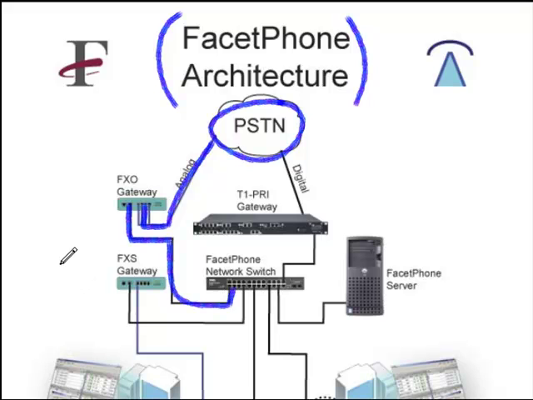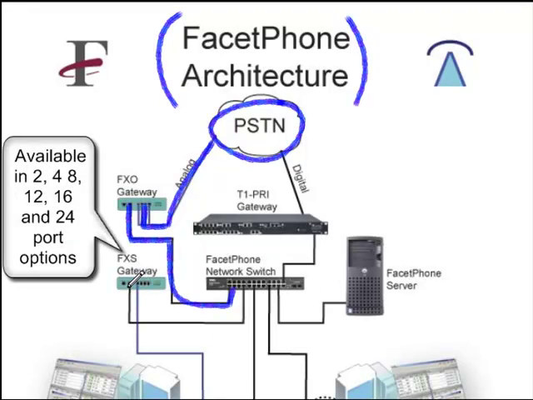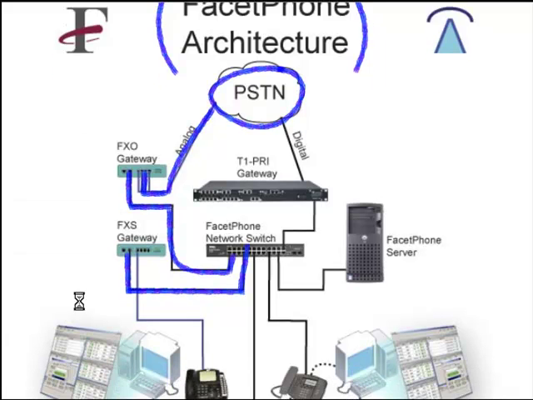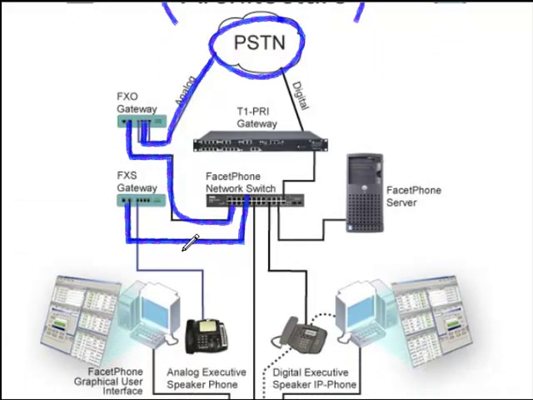And we'll bring that into the network switch. All these devices have an IP address, plug into the network, and they're network devices. And to plug in the analog telephone stations, we have another similar device to the FXO gateway, and it's called an FXS gateway. Plug standard telephone analog phones into that, and each one will take up one port in the device.